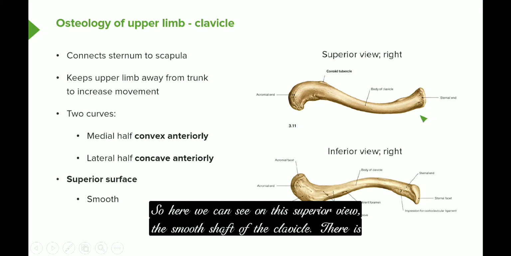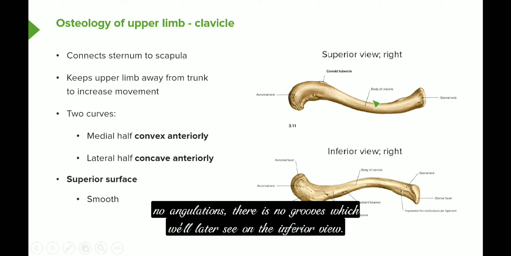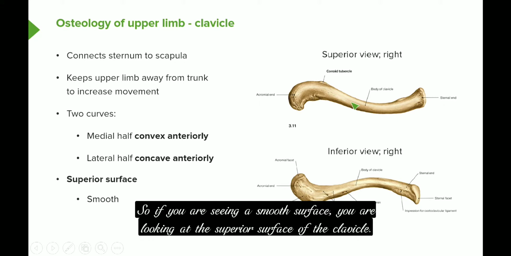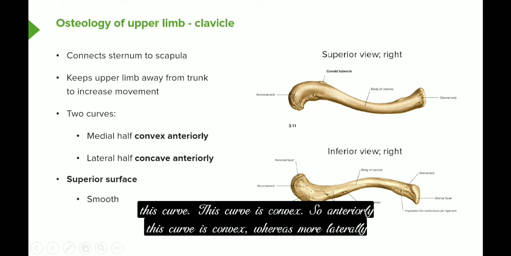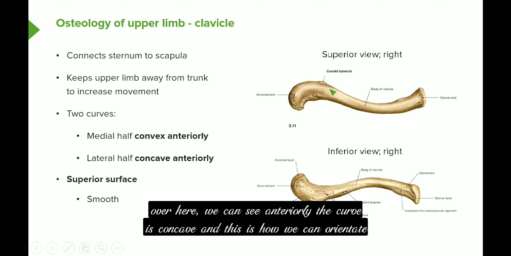So here we can see on this superior view, this smooth shaft of the clavicle. There's no undulations, there's no grooves, which we'll later see on the inferior view. So if you're seeing a smooth surface, you're looking at the superior surface of the clavicle. If you then see one of these curves along its anterior surface, which is here, this curve is convex. So anteriorly, this curve is convex. Whereas more laterally over here, anteriorly, the curve is concave.